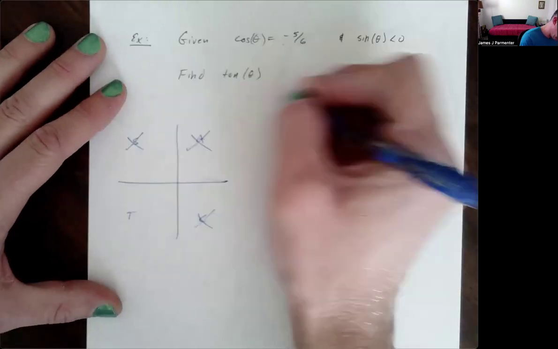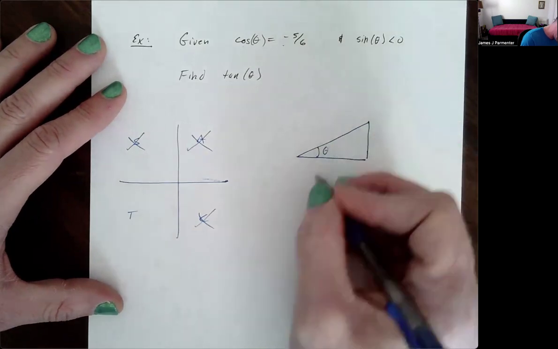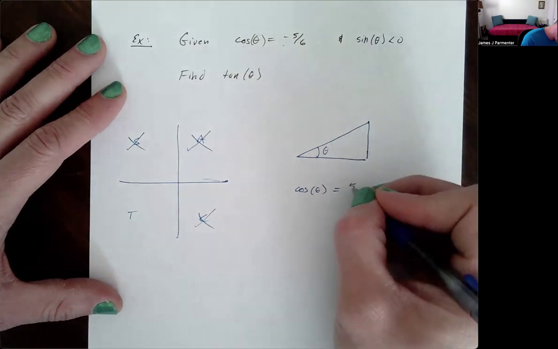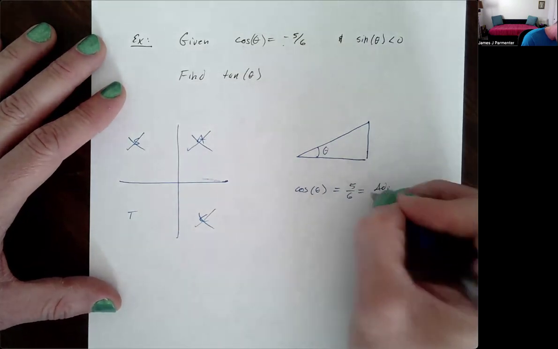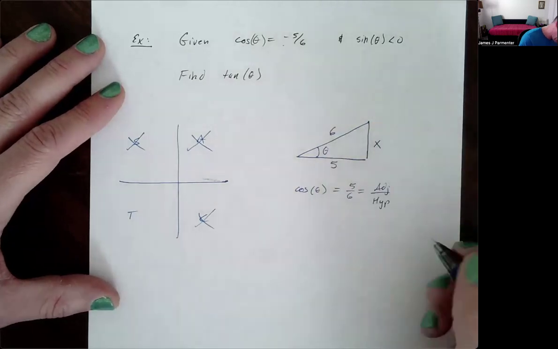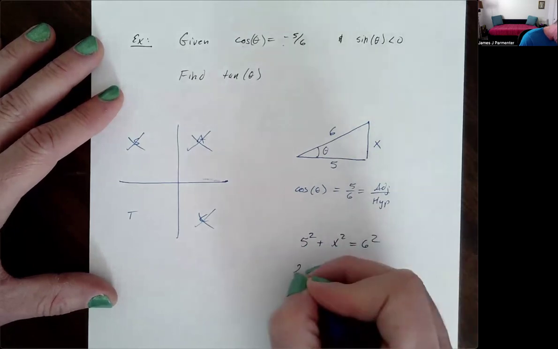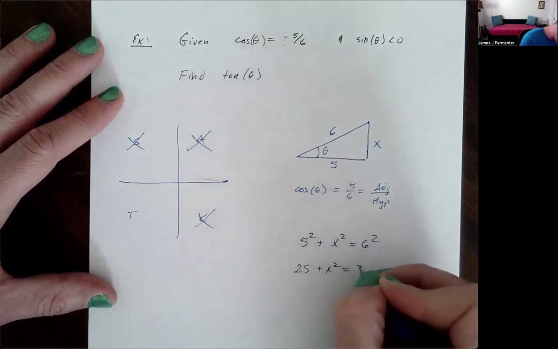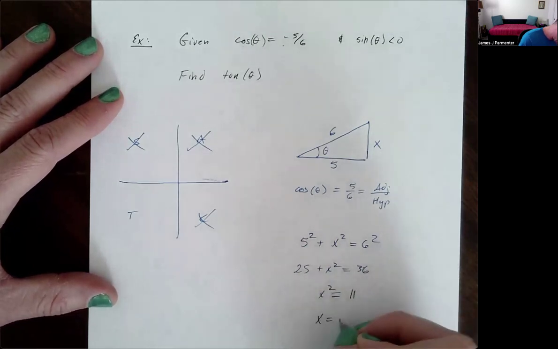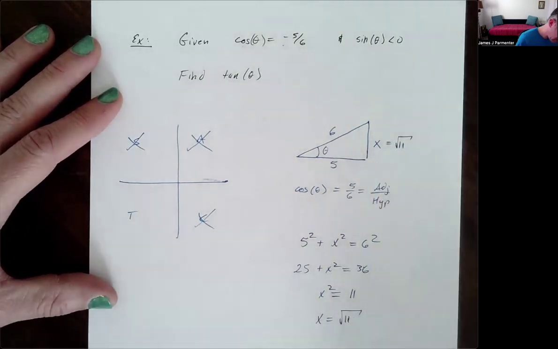So then we're going to draw the triangle. So cosine of my angle, and I'm going to ignore the negative sign, is 5 over 6, which is going to be adjacent over hypotenuse. So the adjacent side is 5, the hypotenuse side is 6. We don't know the third side. Pythagorean theorem again, 5 squared plus x squared equals 6 squared. 25 plus x squared equals 36. X squared equals 36 minus 25, which is 11. X is just the square root of 11. We don't do any decimal approximation or anything else. You're just stuck with square root of 11.